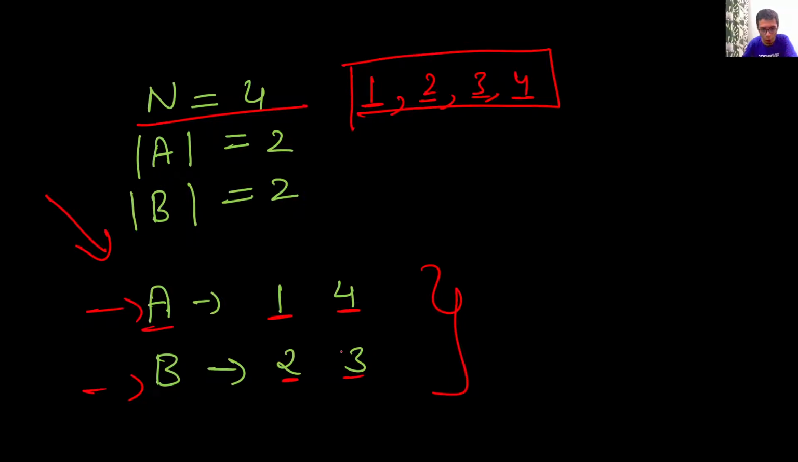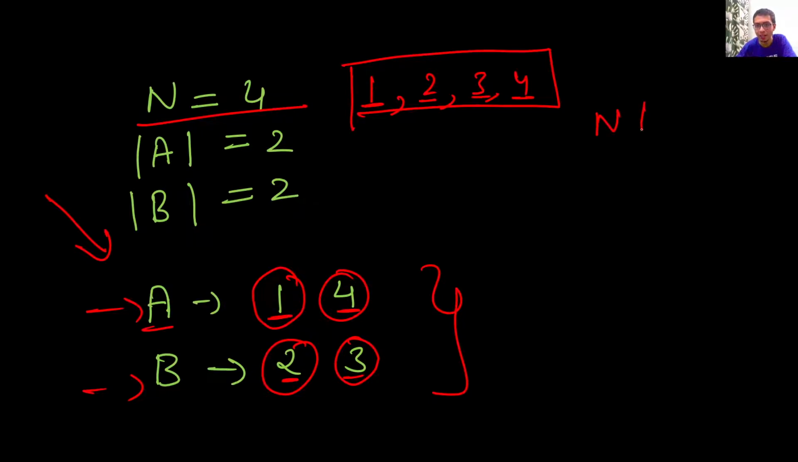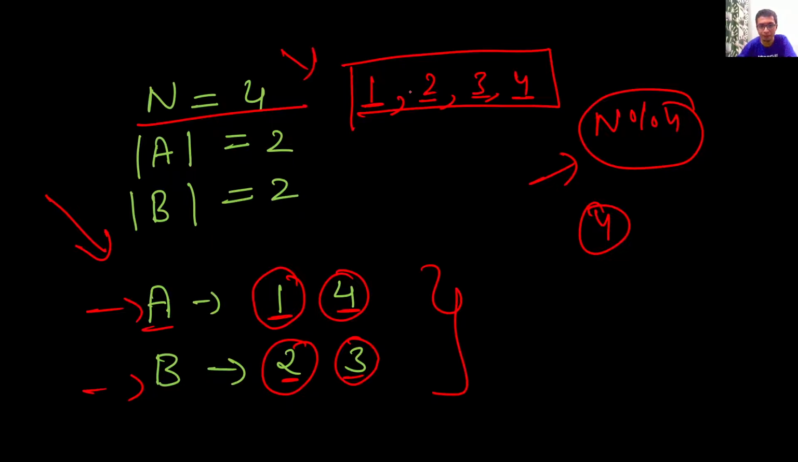Now let's try to observe a few things. Over here I have taken 1 and 4, and in the second array I have taken 2 and 3. I'm only talking about the cases in which n is divisible by 4. Such arrays, in which n is divisible by 4, I can always break into 4 equal parts, right? So in this case, I can break this array into 4 equal parts: 1, 2, 3, and 4.